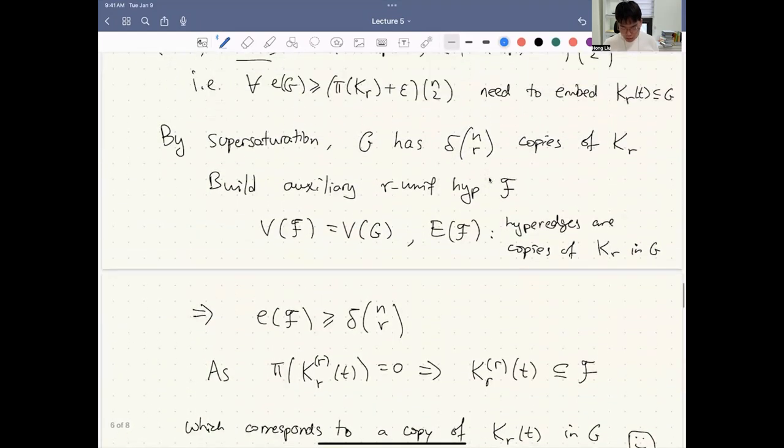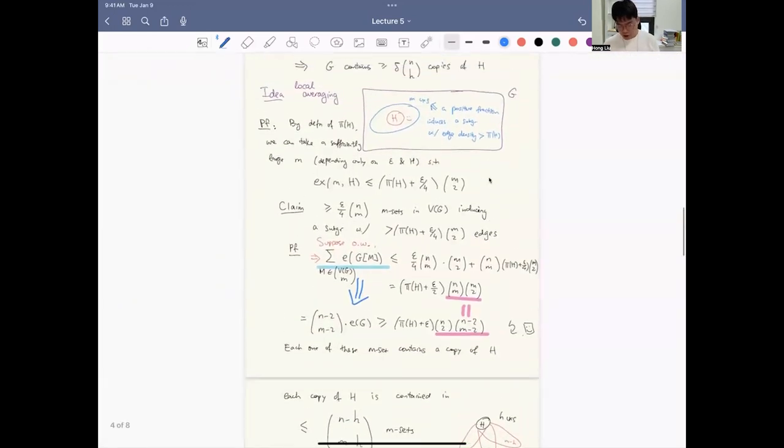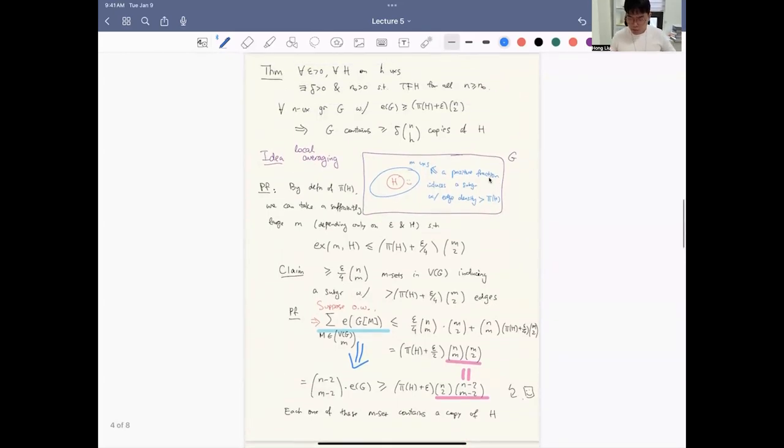So we've seen one proof of supersaturation, which is through this local averaging. If you go above the Turan density, then by local averaging, a large but constant size set will have positive probability of the number of edges going above the Turan density. Namely, a constant size set will have positive probability of containing a copy of the forbidden graph H. Then you'll get a positive fraction of H sets inducing a copy of H.